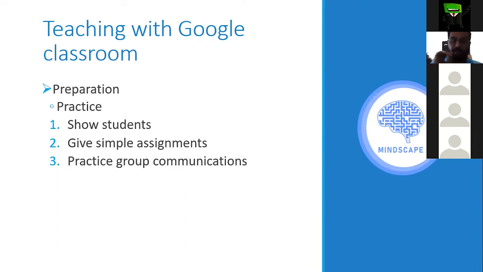Then write down some simple instruction, ask them to do, so that they will learn with that. And practice group communications. Okay, and this is important. As I said earlier, communication is the key in teaching environment. So how to practice group communication is that you can use your emails, and also there is another one more I'll show later, how you can communicate through comments as well, and all that.